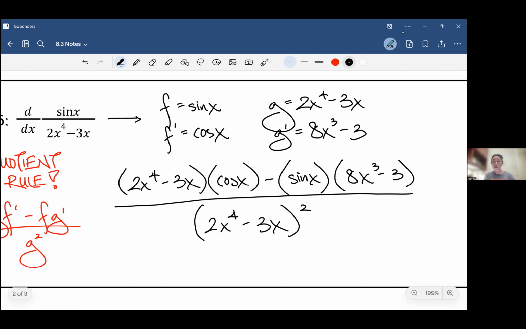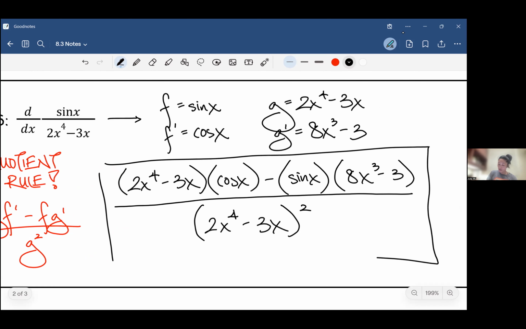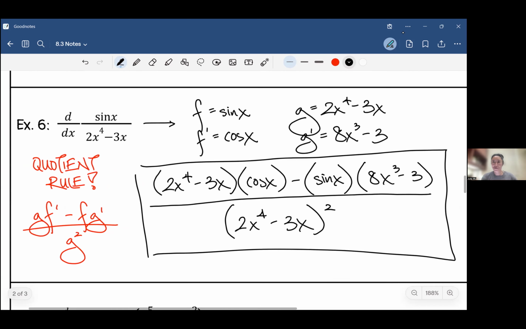Here's where I don't want you to simplify. Box it off, say, good job. You did something that looked pretty scary. Judy does not need you to simplify this. Mostly, I wanted to make sure you know your quotient rule and that your f prime and g primes were correct. Okay.